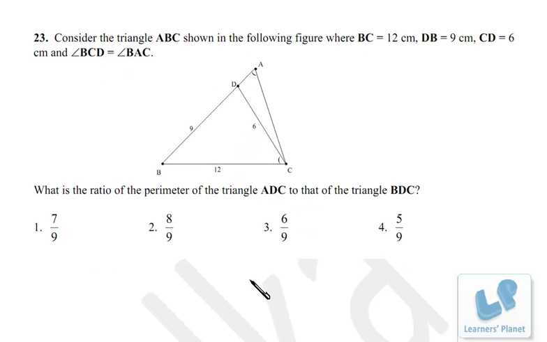Now friends, let's see this problem. Consider the triangle ABC shown in the following figure, where BC is equal to 12 cm, DB 9, CD 6, and angle BCD is equal to angle BAC. That means this angle and this angle is same. Now we have to find out the ratio of the perimeter of triangle ADC to that of triangle BDC. ADC, that is the small triangle, and BDC, that is the big one, right?